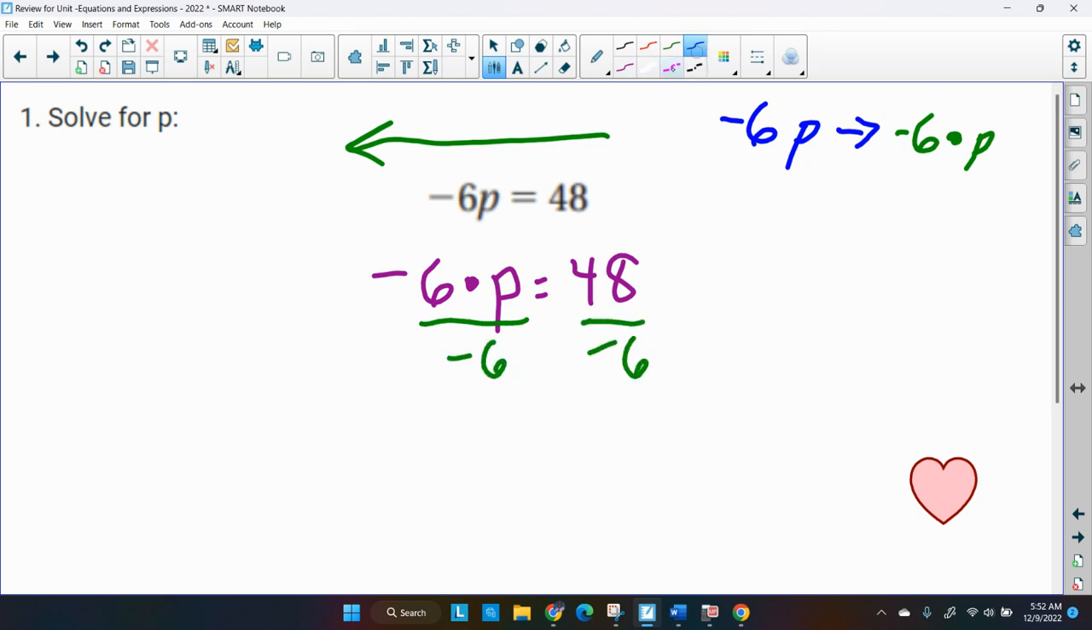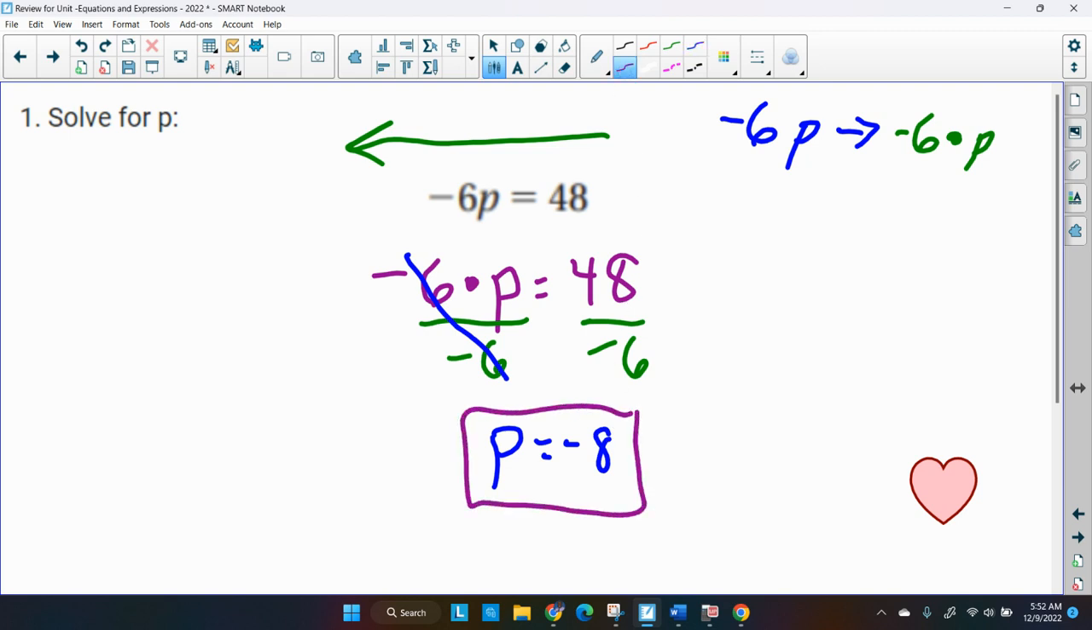And what does that do, Dr. Rob? It cancels out the negative 6 down to 1 and leaves me with the P alone. And 48 divided by negative 6 equals negative 8, which is my answer for this question. So I hope you got negative 8. If you didn't, try it again.